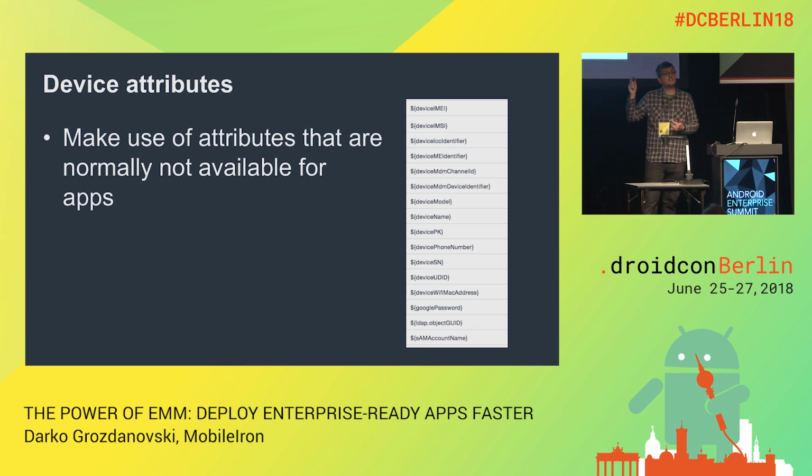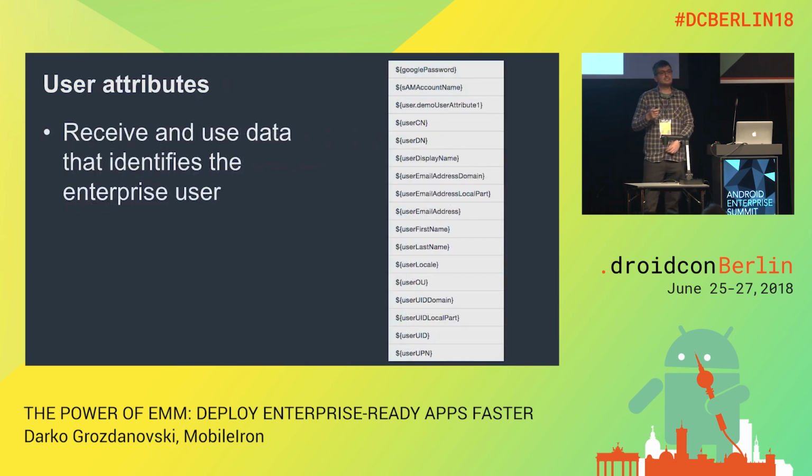So using something like this, you can actually get these values back to your application. There are some values that you can get which you typically would not be able to use in your application. Some device values, again, some user values. This becomes pretty important in identifying the user.